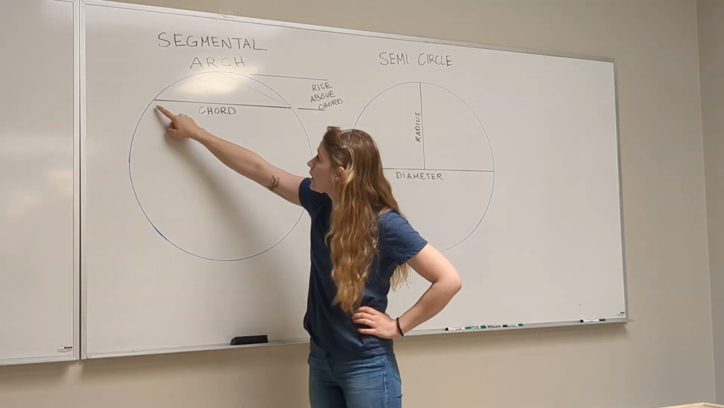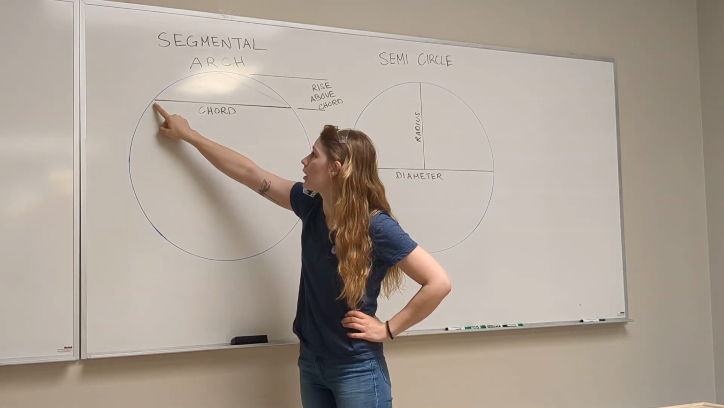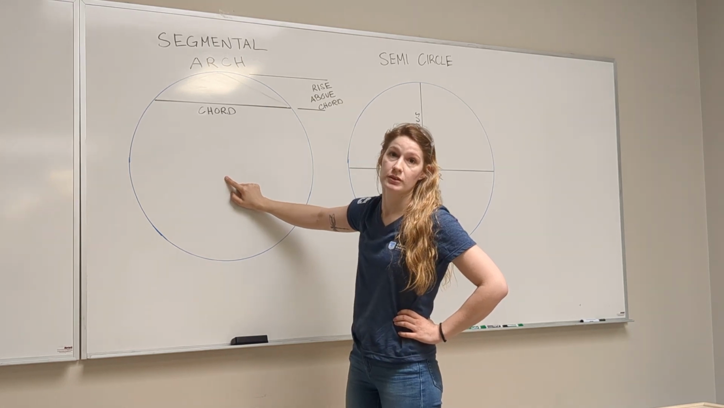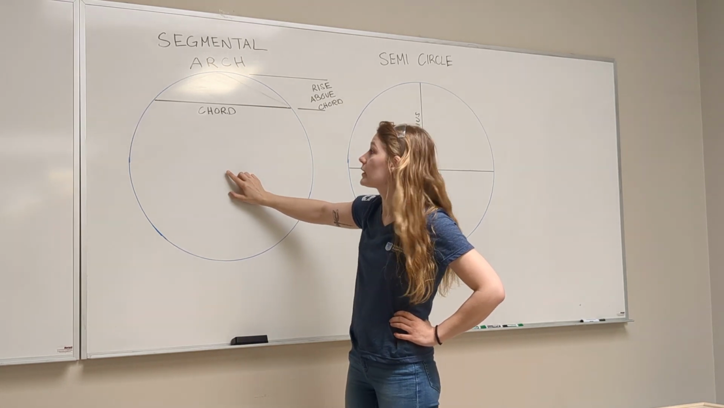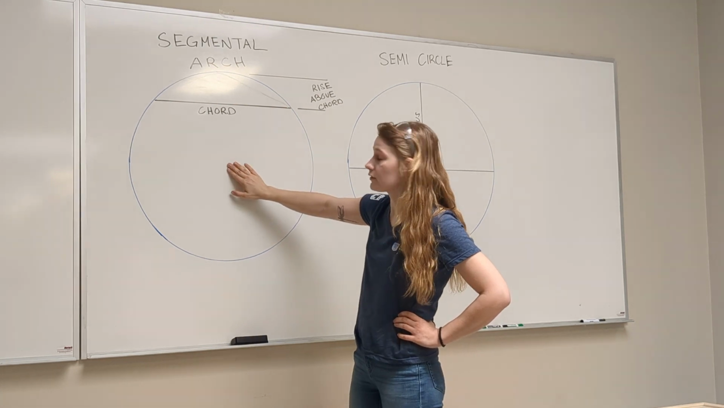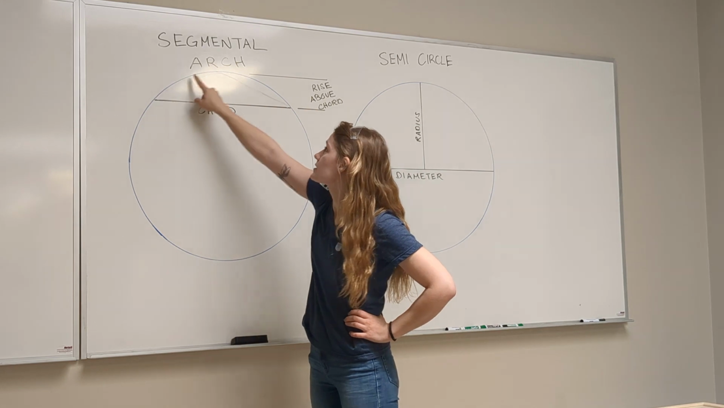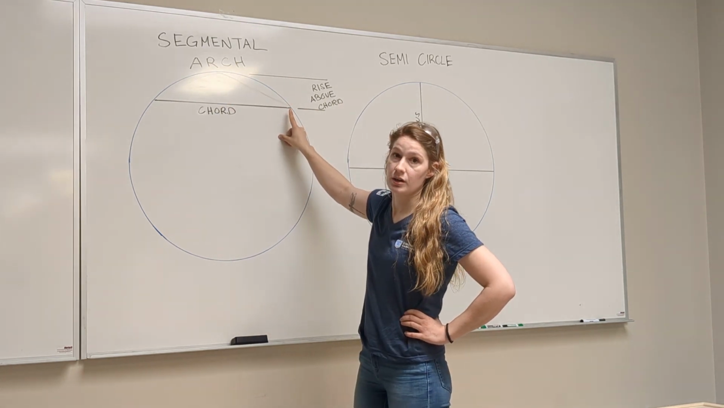To strike an arc that terminates perfectly on both ends of this chord, I still need to find the center of my circle. So that's what we're going to do today. When we lay out our segmental arc, we're going to find the center of our circle, and by proxy, the radius that I would need to strike this arc.